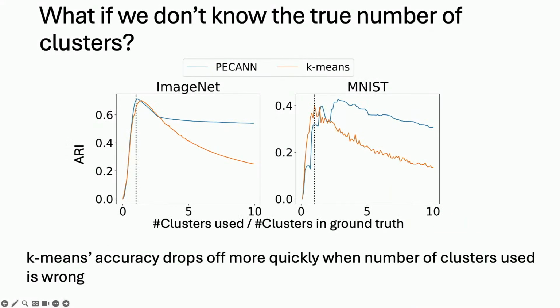Okay, and then here we looked at what happens if you didn't pick the right number of clusters. The x-axis is the ratio of the number of clusters you used in the algorithm to the number of clusters in the true answer, in the ground truth. And we see that if you pick too many clusters, the ARI of k-means drops pretty rapidly compared to PECANN. The orange line is k-means, blue is PECANN. So the accuracy of k-means is pretty sensitive to the number of clusters that you pick.